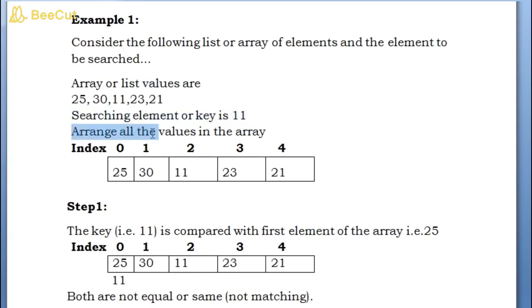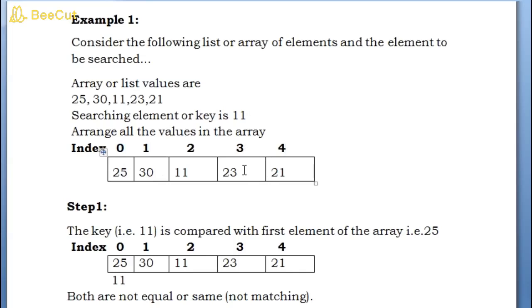First I arrange all the given values in the array. So here the first value is 25, second value is 30, third value is 11, fourth value is 23, fifth value is 21. So I arranged them in the array. The first value's index is 0, second value index is 1, third value index is 2, fourth value index is 3, fifth value index is 4.